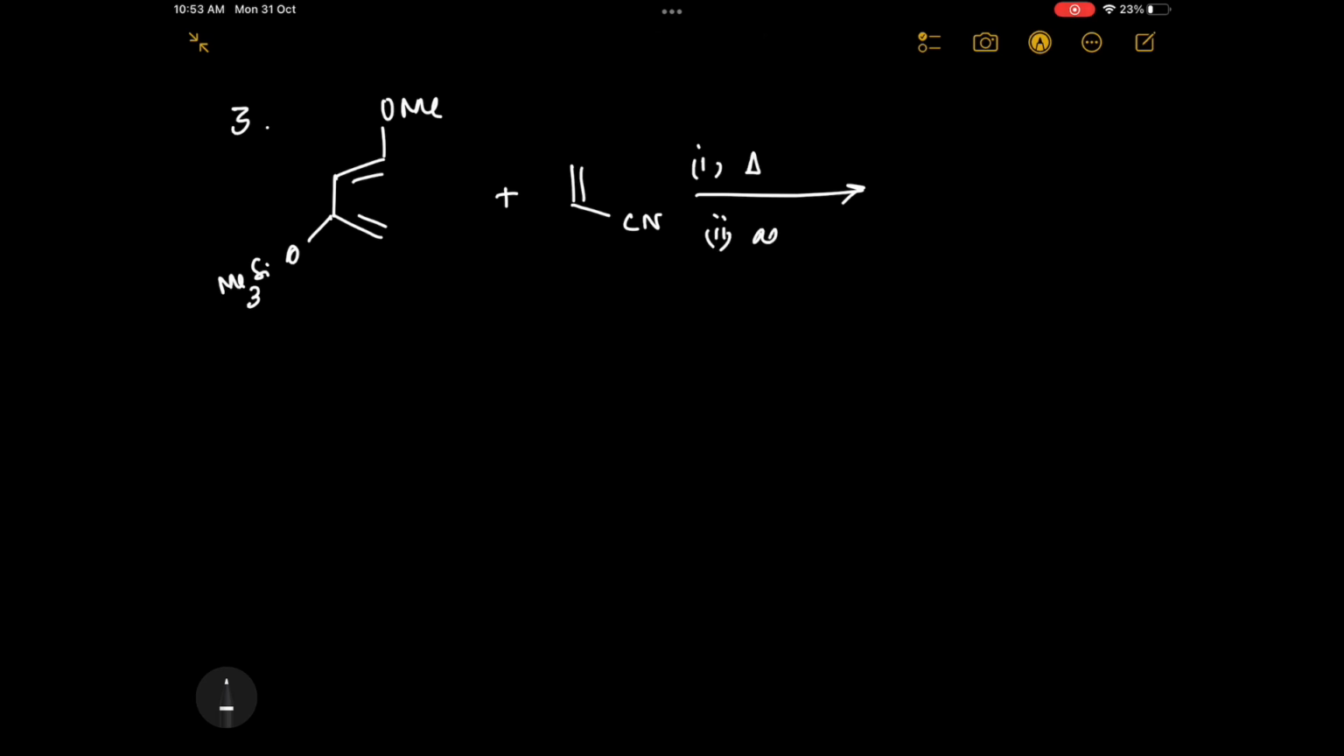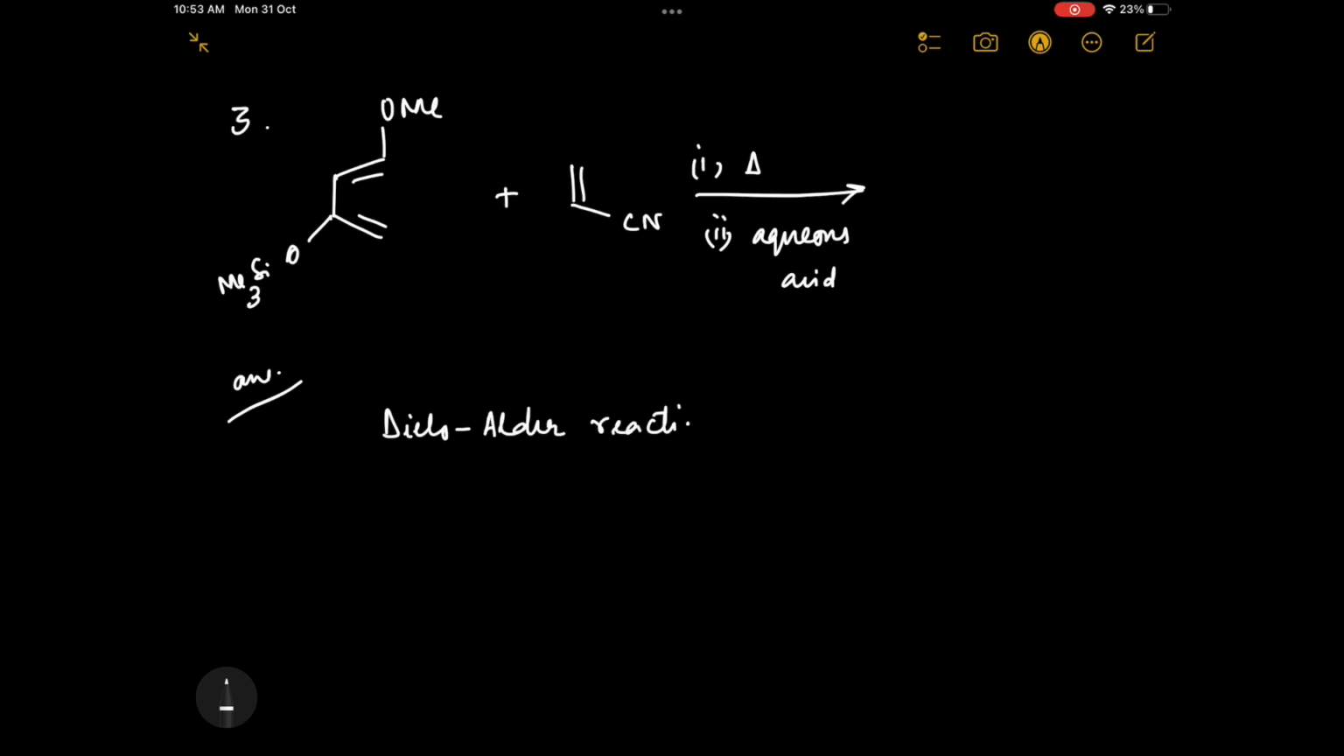So hello everyone and welcome to part 2 of the organic chemistry 1 mark question solution of GATE 2021. In this question we can see that this is the setup of a Diels-Alder reaction. The Diels-Alder reaction is actually a very well-known named reaction in pericyclic chemistry.